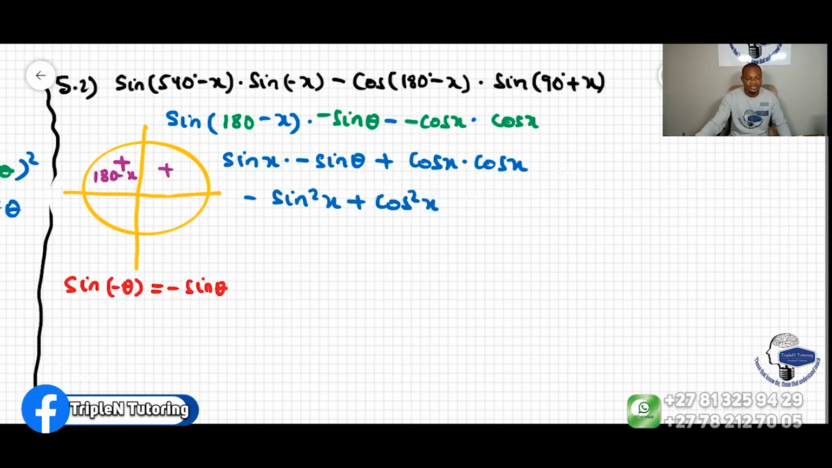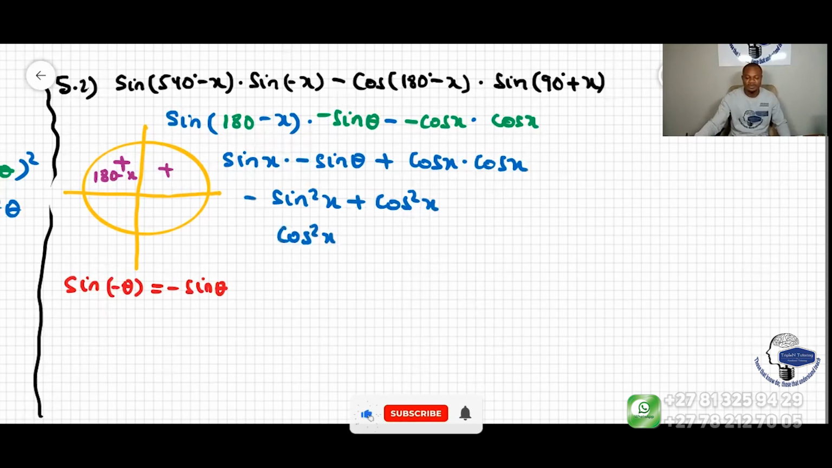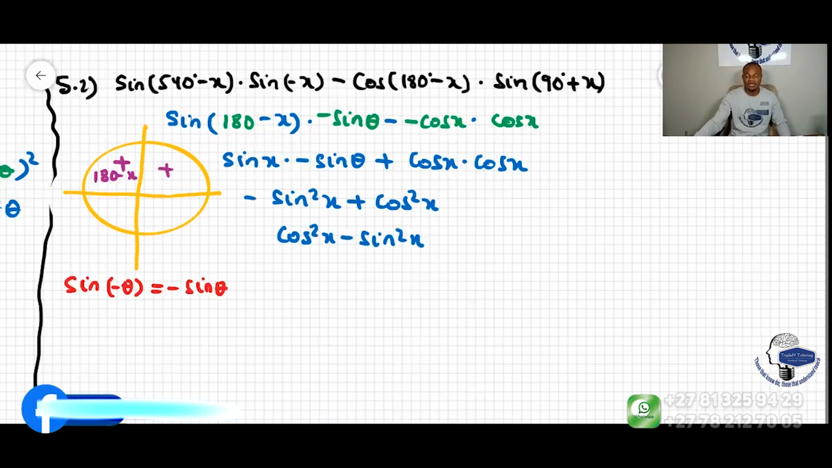Now the question says to reduce to a simple trigonometric formula. We can rewrite this as cos squared x minus sine squared x. And this reminds us of the double angle formula, because this is equivalent to cos of 2x.